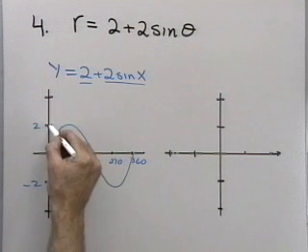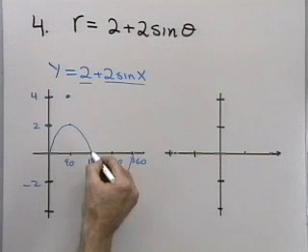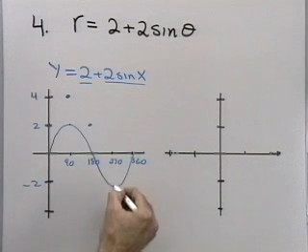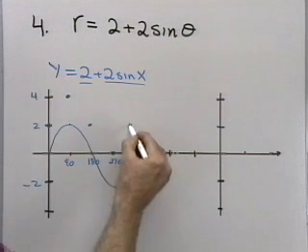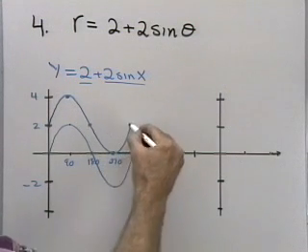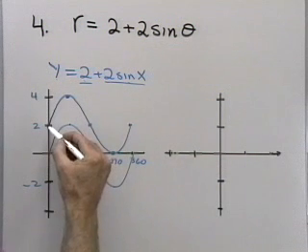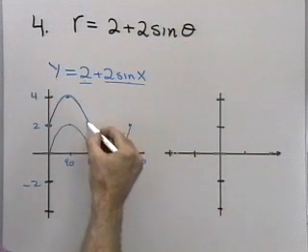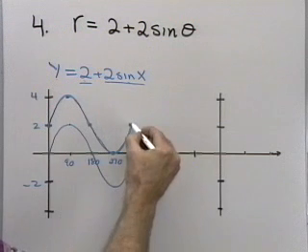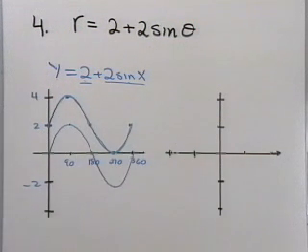So where it's 0, it's going to be 2. Where it's 2, it's going to be 4. Where it's 0, it's going to be 2. Where it's negative 2, it will be 0, and then back up to 2. So this right here is the graph of y equals 2 plus 2 sine x. 2 up to 4, back down to 2, down to 0, and back up to 2. That's that graph between 0 and 360, and then it just repeats itself.